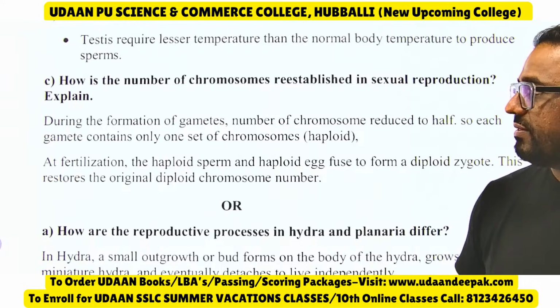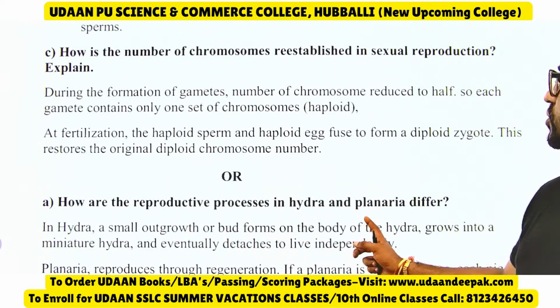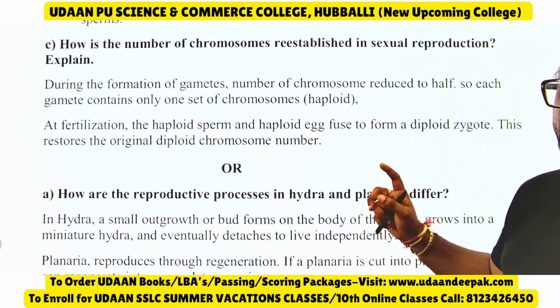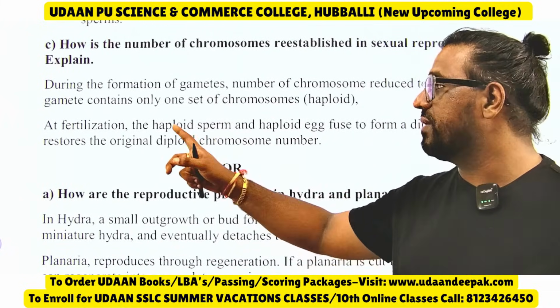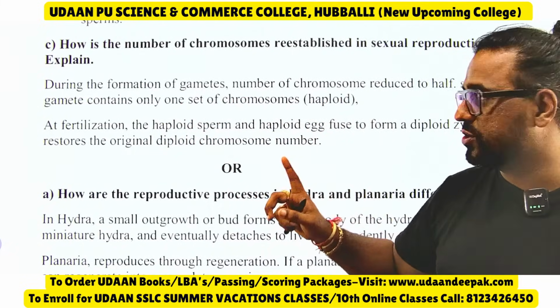Yes, very good, dear. During the formation of gametes, the number of chromosomes is reduced to half. So each gamete means what? Your sex cell, sperm and egg, contains only one set of chromosomes, that is haploid, 23 chromosomes.